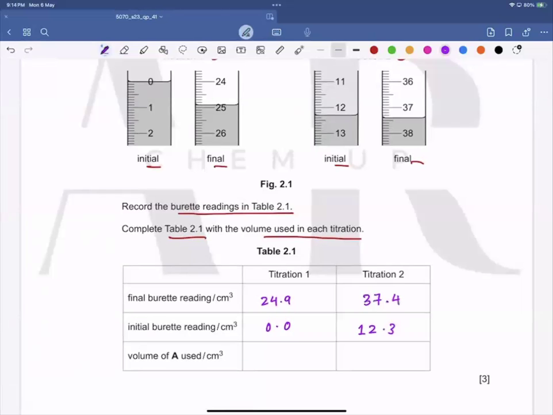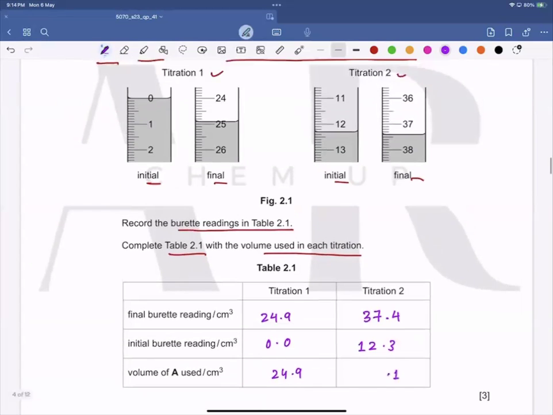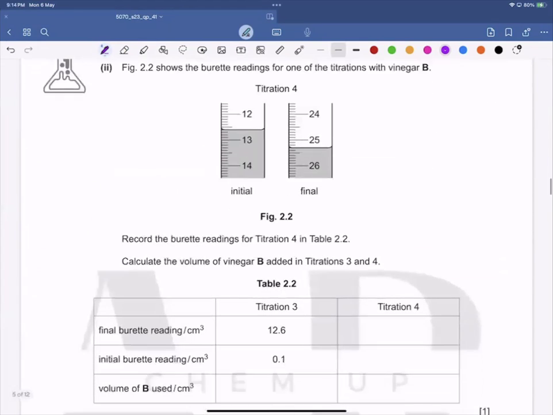So now we will subtract these values to find the answer. So here it is going to be 24.9 only. And here it is going to be 0.1, 25.1. Yes, the one which we are adding in the conical flask, we use the pipette. And the other one, no, there is no formula that they give you. You have to remember the formulas.